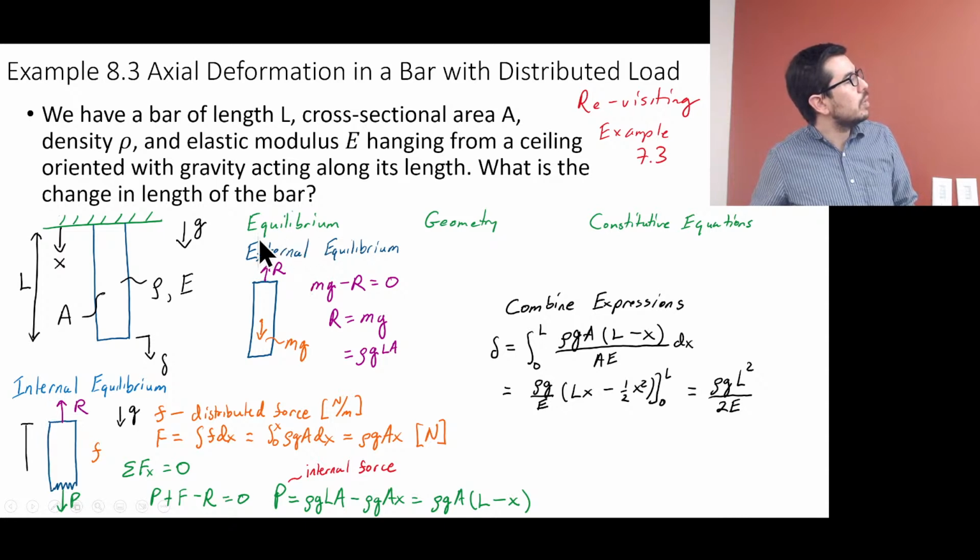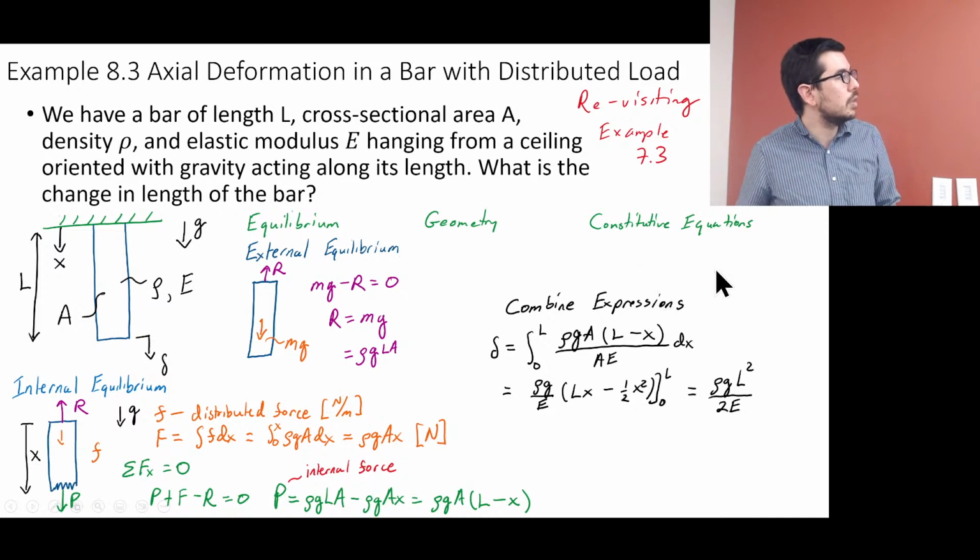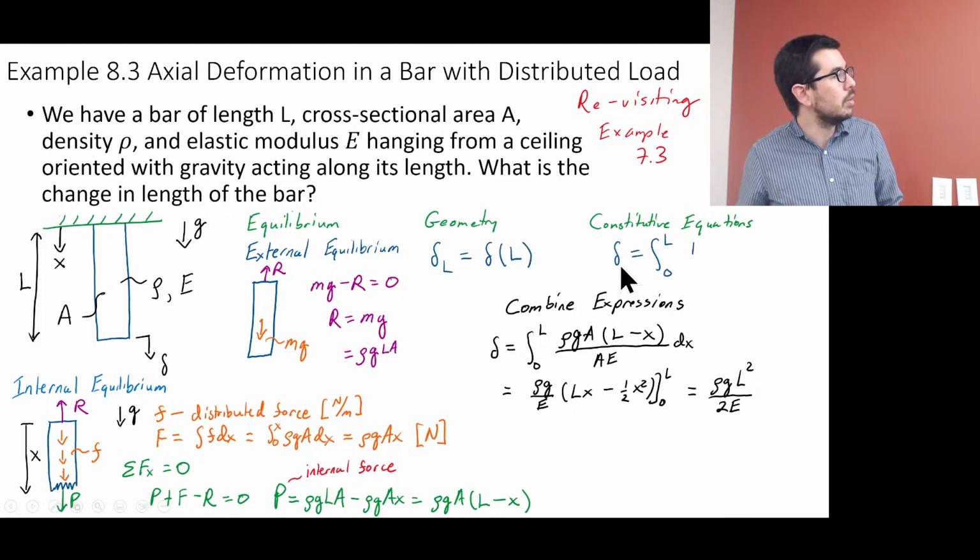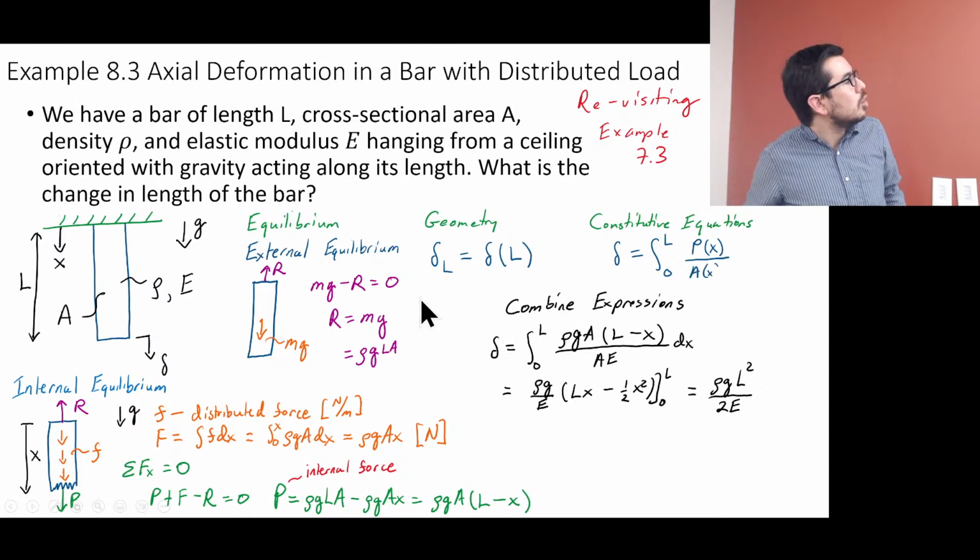Here we have our three columns: equilibrium, geometry, and constitutive equations. We'll just go ahead and put everything out there. So let's first look at equilibrium. With equilibrium, it's probably a good idea, again, to do external equilibrium. So what does that mean?